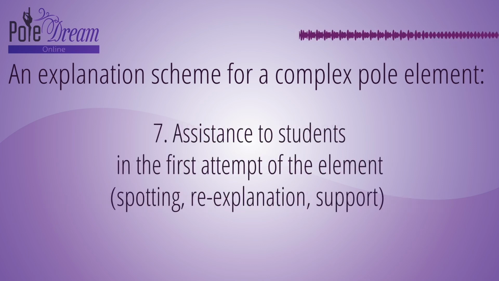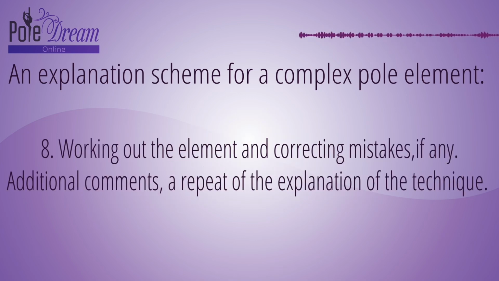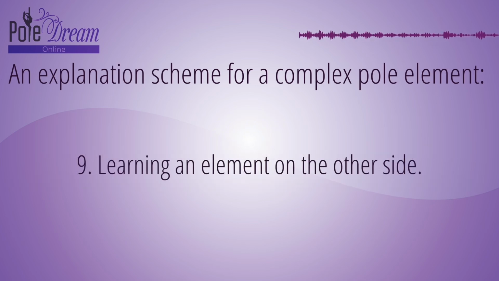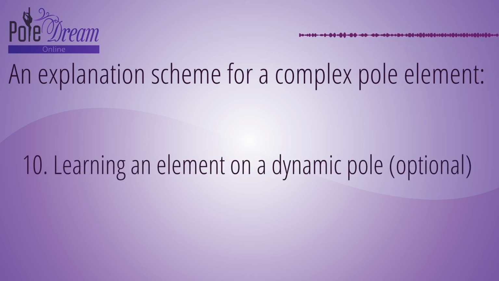And number 7 is assistance to students in the first attempt of the element: spotting, re-explanation, support. So these points we repeat from the previous scheme. Number 8 is also repeated. This is working out the element and correcting mistakes, if any, additional comments, and repeating the explanation of the technique if needed. And number 9, learning an element on the other side. Number 10, learning an element on the dynamic pole.